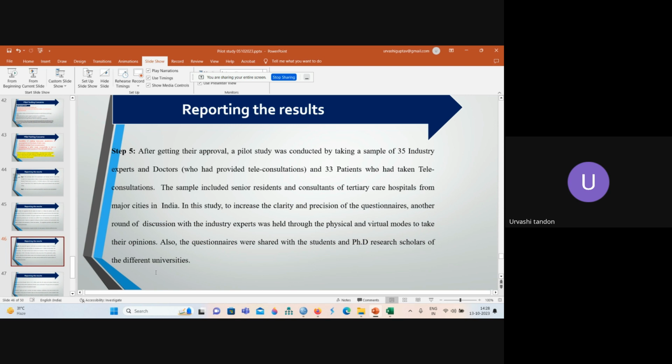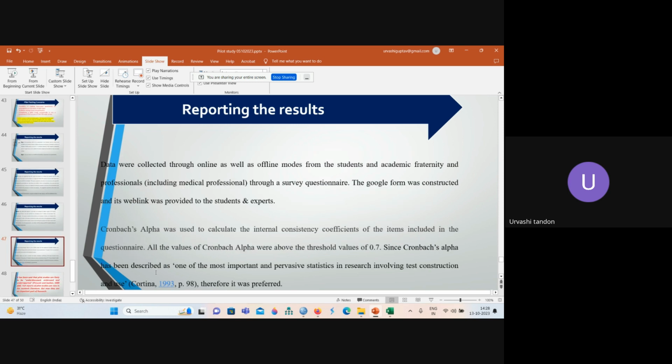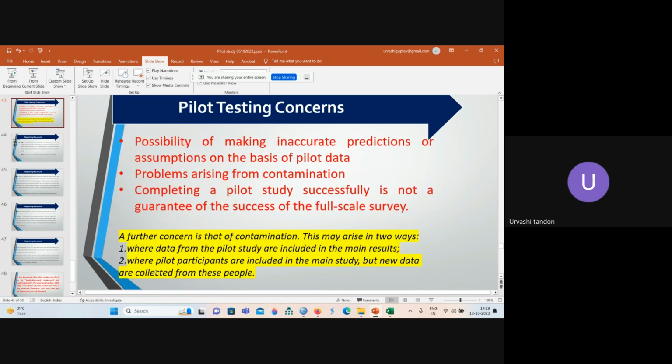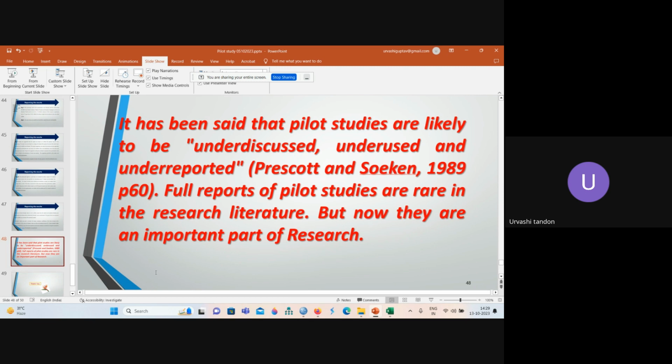After getting their approval, the pilot study testing was done with a number of doctors and patients. This sample is a convenience sample for the pilot study, and Cronbach alpha values were given, which are more than 0.7. So this is how we report the results. I took this session because I felt the need: it's very important to go for a pilot study, because pilot studies are under-discussed, underused, and at times underreported. This is not good, right?